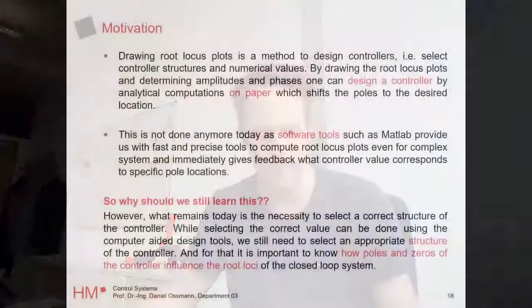If we don't understand this, we simply open MATLAB and it's going to be a nightmare because we don't know what we're doing, right? This is why you still have to learn these rules, although we don't have to do all the designs on paper. But we need to understand where it comes from.